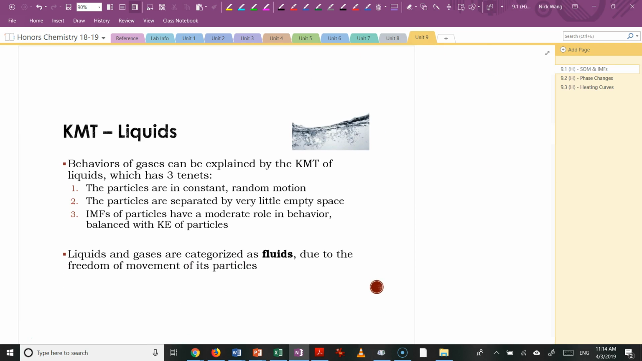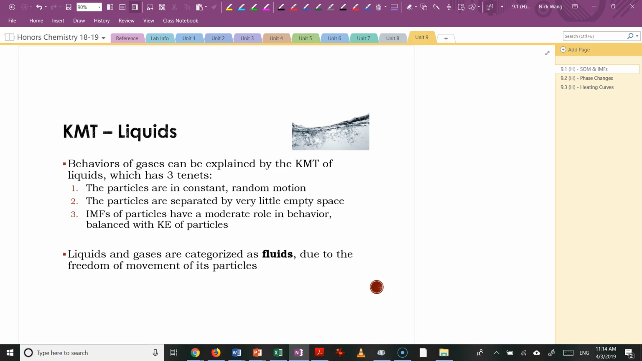When it comes to liquids, again, this one's a little bit more focused now. The kinetic molecular theory on liquids shows that the particles are in constant random motion. So again, that's not surprising there. We've seen that before. The particles are separated by very little empty space. So now we actually have them a lot closer to each other, and there's not a lot of free empty space that these particles are free to move around in.